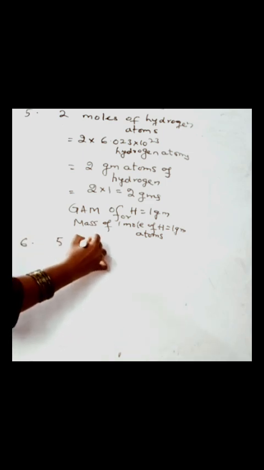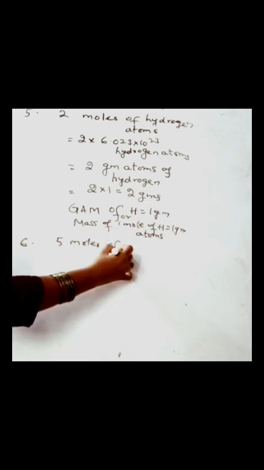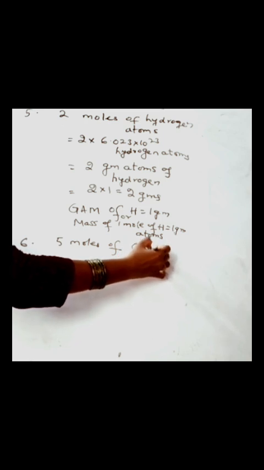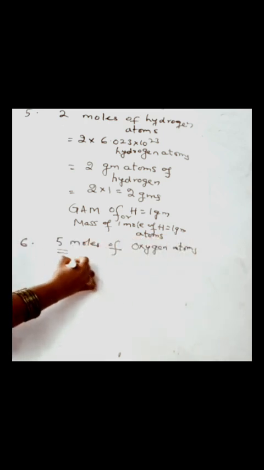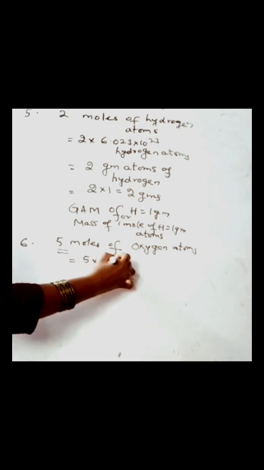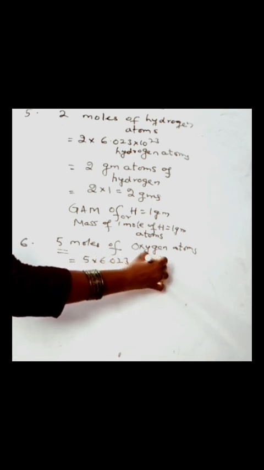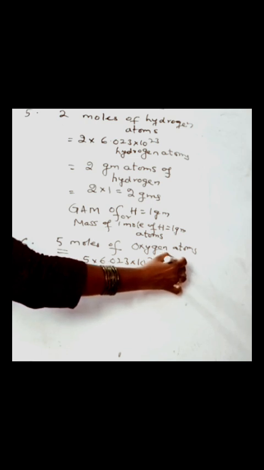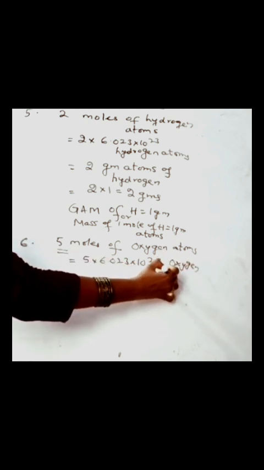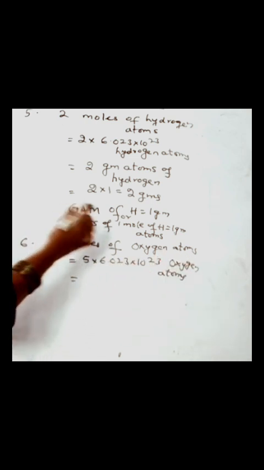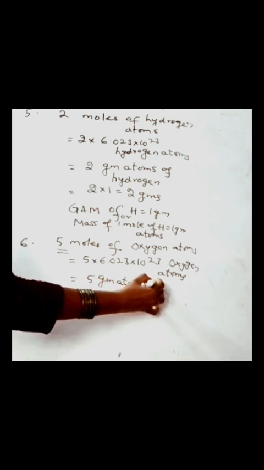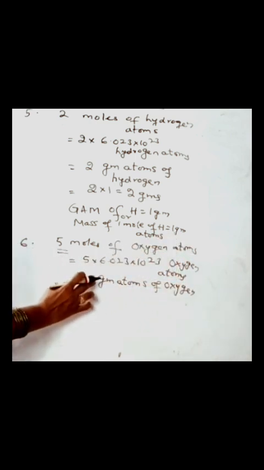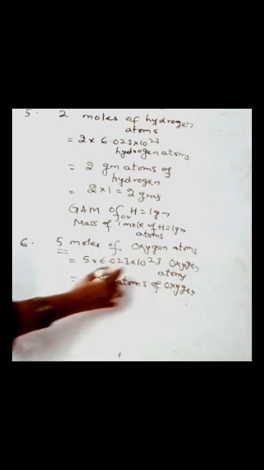Next, 5 moles of oxygen atoms. 5 moles means 5 into Avogadro number, 6.023 into 10 power 23 oxygen atoms. 5 moles are also called as 5 gram atoms of oxygen. 5 moles of oxygen atoms are also called as 5 gram atoms of oxygen.